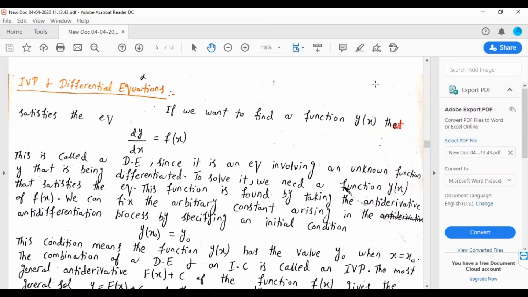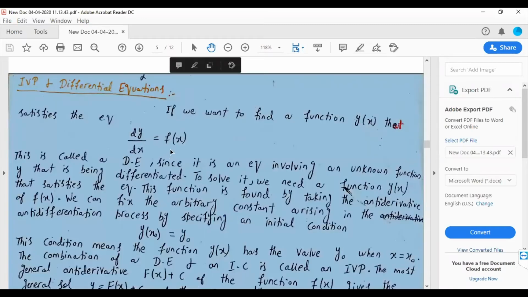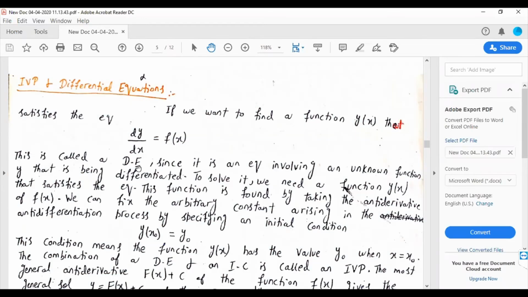And finding an antiderivative for a function f of x is the same problem as finding a function y of x that satisfies the equation dy by dx equals f of x. This is basically a differential equation, because an equation involving a derivative is known as a differential equation. So to solve it, we need a function y of x that satisfies the equation.